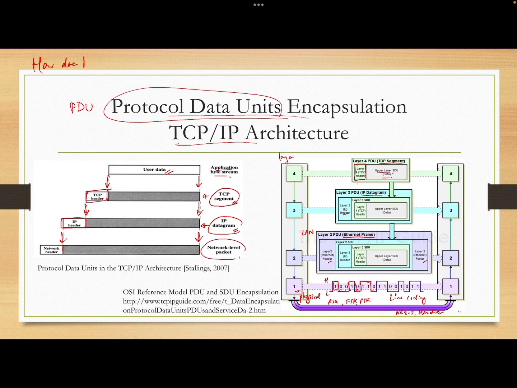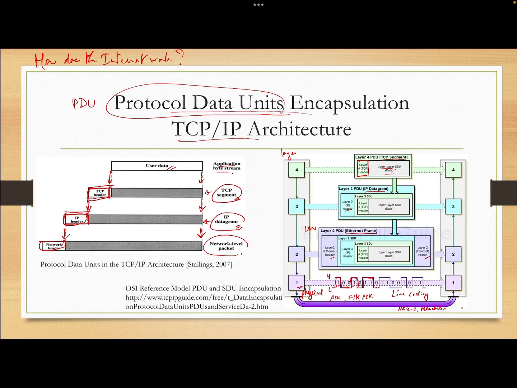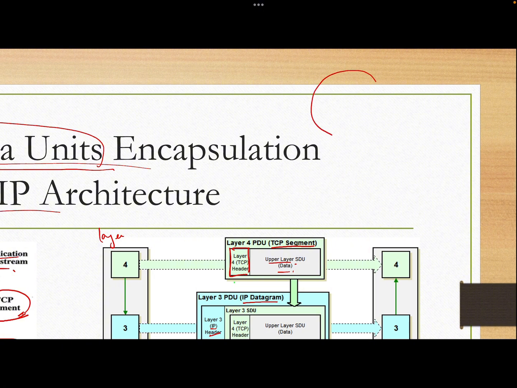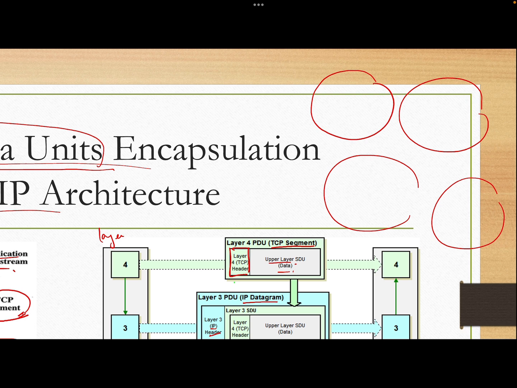how does the internet work. Since you know that we add a header at every layer, now we look at the network. Suppose we have a network like this. You have routers here, and suppose this network is where you are.